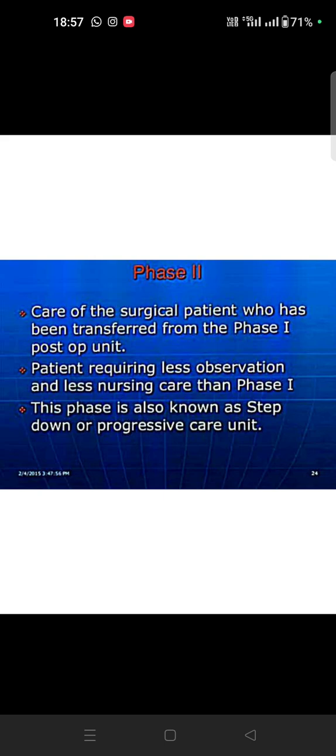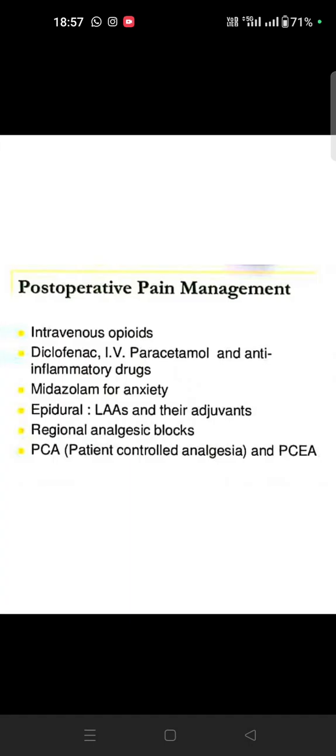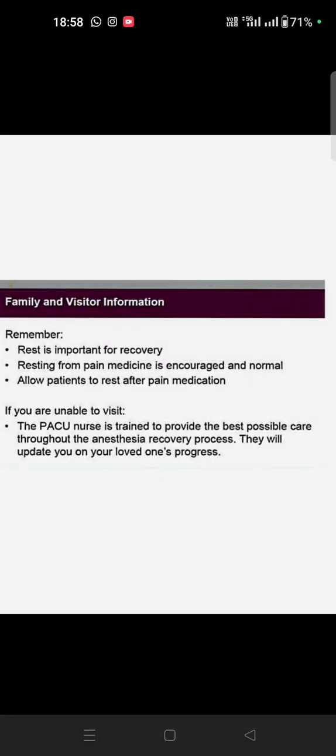So a step down progressive care unit. Then the admission department, preoperative history, intraoperative procedure, type of anesthesia, blood loss, urine output and all we can assess. Then post operative pain management means intravenous opiates, IV Diclofenac, paracetamol, anti-inflammatory drugs and all, midazolam for anxiety, then epidural, regional anesthesia, any blocks and all they are using like this. Then family and visitor information.